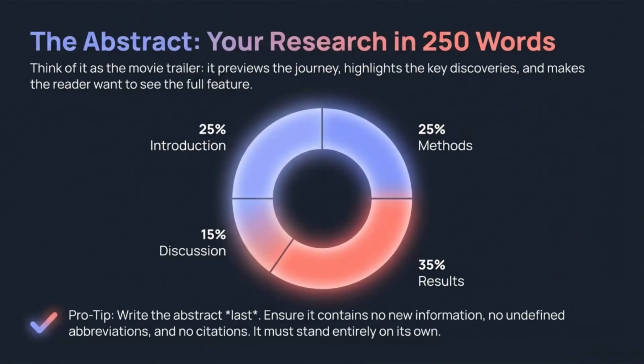In addition to that, whatever is being discussed in your paper should be summarized in your abstract. You should not add any new information, any undefined abbreviation, or any citation. All these are the standard guidelines on creating the abstract. So it should stand by itself, entirely on its own feet, but it should clearly reflect your study.